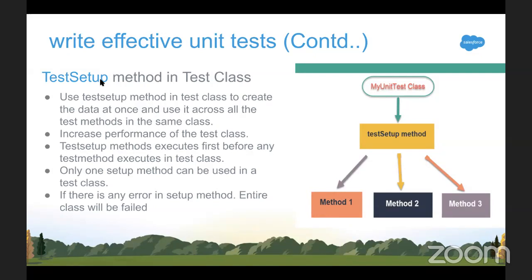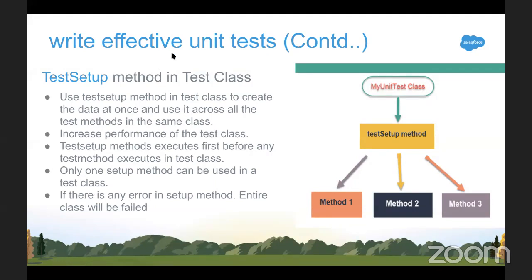TestSetup is a method which acts as a kind of storage for all your data in a test class context, and it will increase the performance of your test class. The TestSetup method will execute before your test methods execute, and each and every test class should have only one setup method. And if you have any errors in the setup method itself, your entire execution will fail.